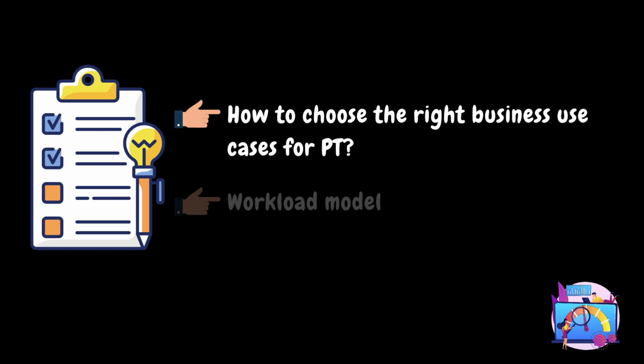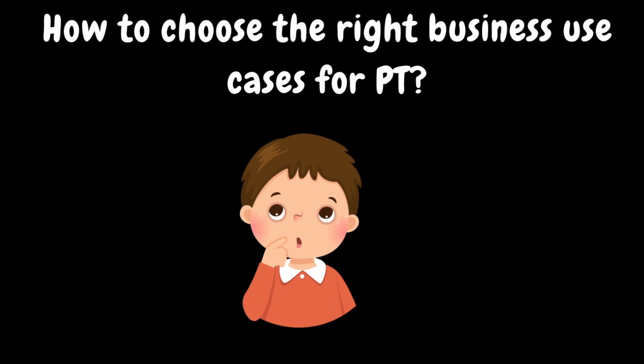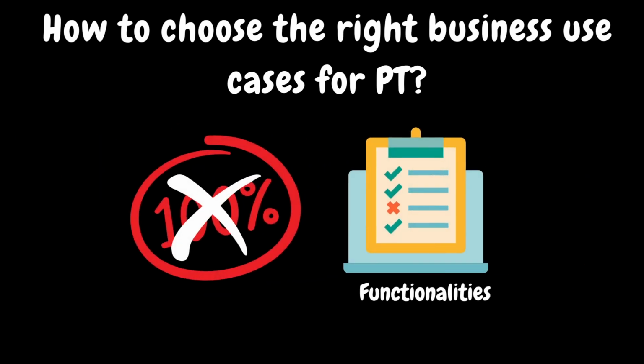This is one of the important concepts for performance testers to grasp during the requirement gathering process. So, how do we choose the right business use case for performance testing? Are there any particular factors we need to consider when choosing the business use cases? Let's find out. In functional testing, functional testers will test all the functionalities of the application. However, in performance testing, there is no such concept of 100% functional coverage of the application.